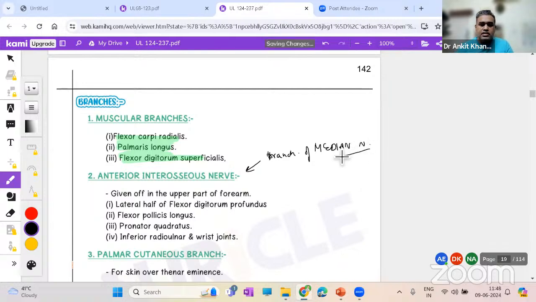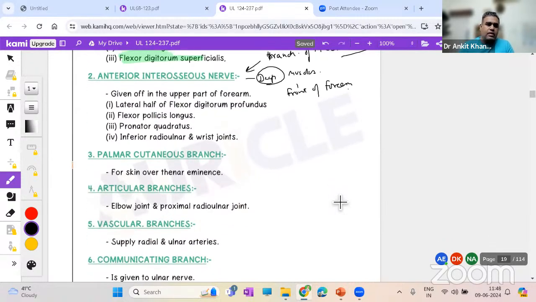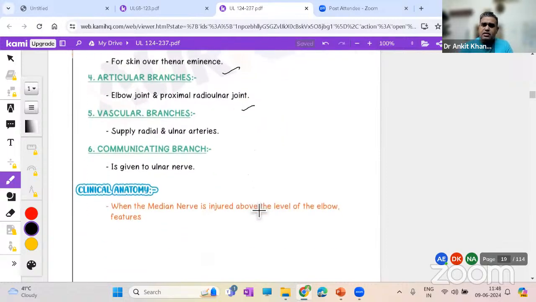This anterior interosseous nerve, guys, is actually lying quite deep in the front of the forearm. So it is supplying deep muscles in the front of the forearm. Understand this? Okay, anterior interosseous nerve over here. Then it gives off palmar cutaneous, articular, and vascular branches. These are all the headings, and you can fill them up.